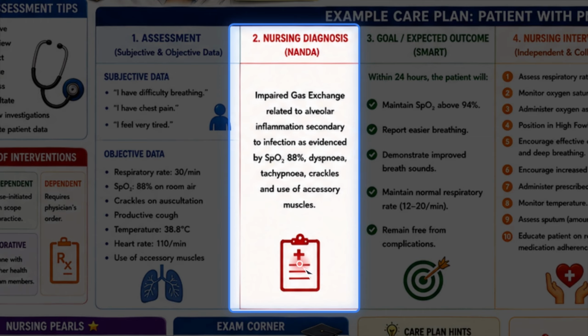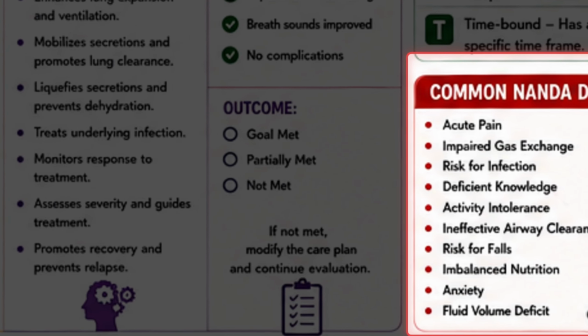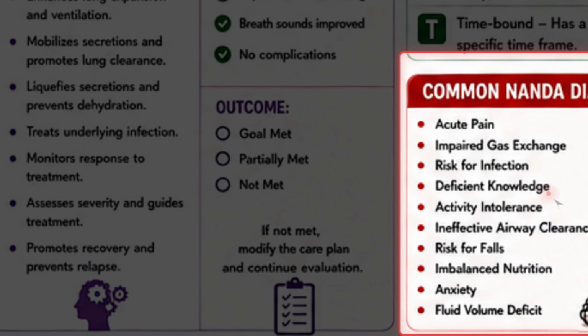Finally, we attach the supporting evidence, connected by the phrase as evidenced by. Here we explicitly list our clinical findings, as evidenced by SpO2 of 88%, difficulty breathing, dyspnea, elevated heart rate, tachypnea, crackles on auscultation, and use of accessory muscles. This precise linkage ensures that anyone reading the diagnosis understands both the underlying etiology and the physical evidence justifying the clinical prioritization. To build clinical efficiency, nurses must become intimately familiar with standard NANDA-approved diagnostic categories.